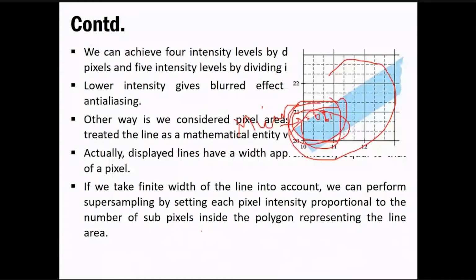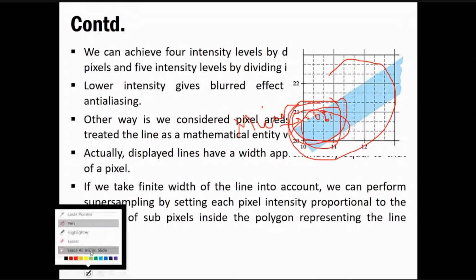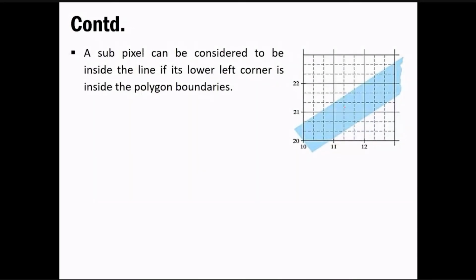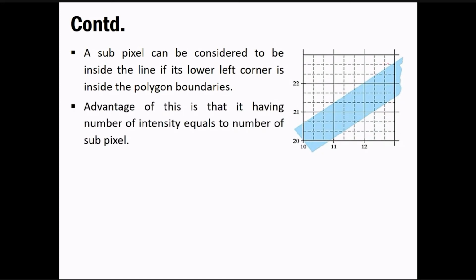So for this case we will see what we are going to do, because now we have taken the finite width of a line as compared to the 0 width. So now a subpixel can be considered to be inside the line if its lower left corner is inside the polygon boundary. Okay, so you have one condition to check over here: if your lower left corner is inside the polygon boundary, then you have to consider that subpixel. I mean, if I say consider, then you have to give some intensity to it instead of giving it a 0 value.